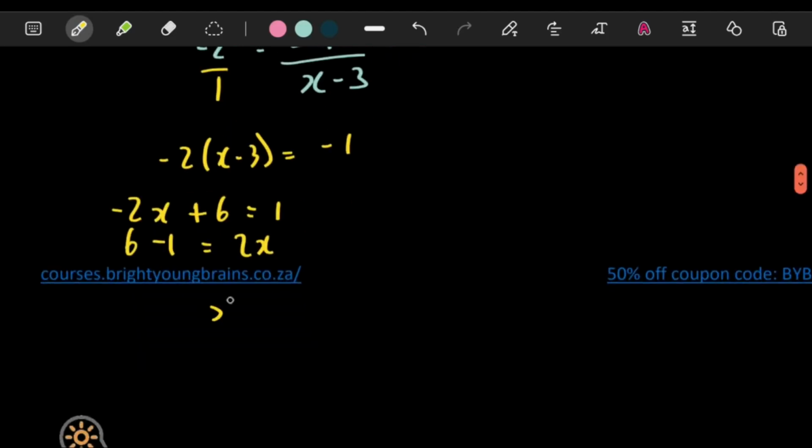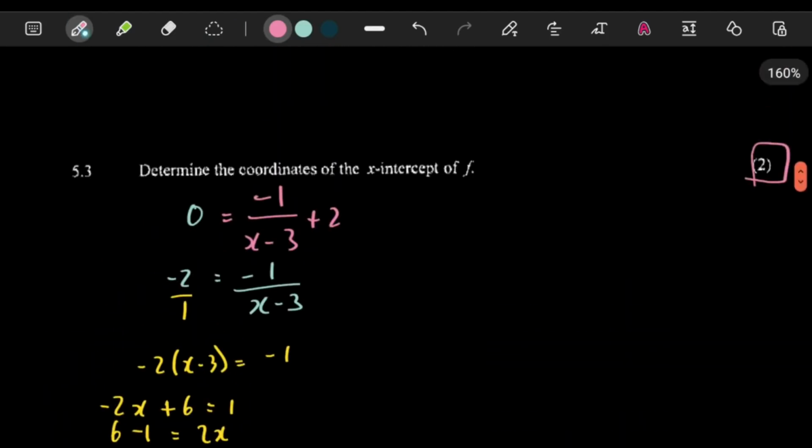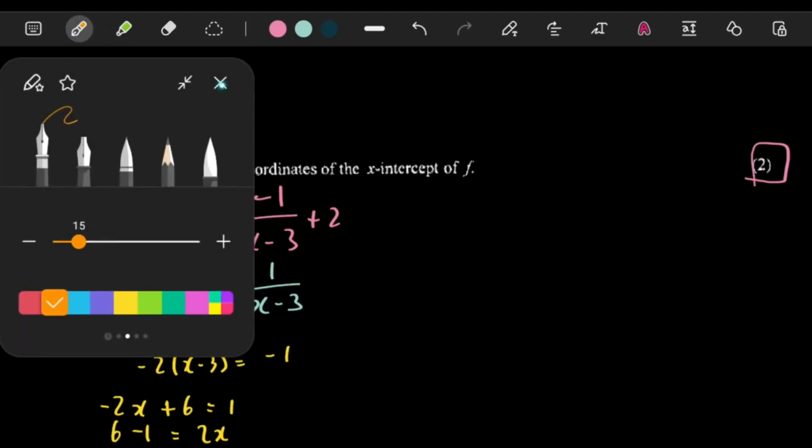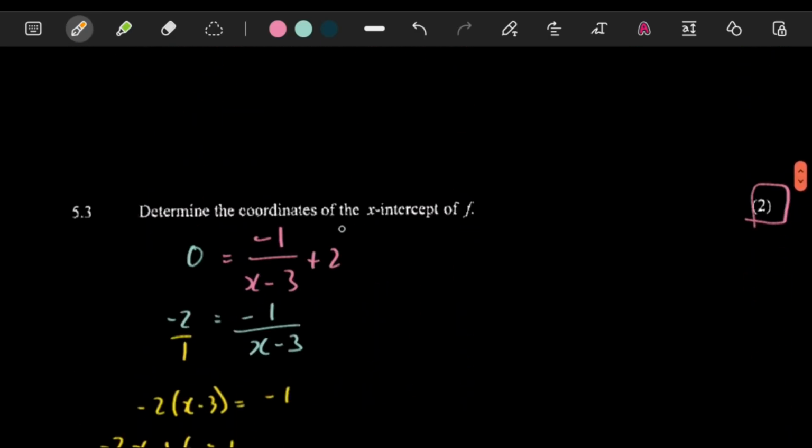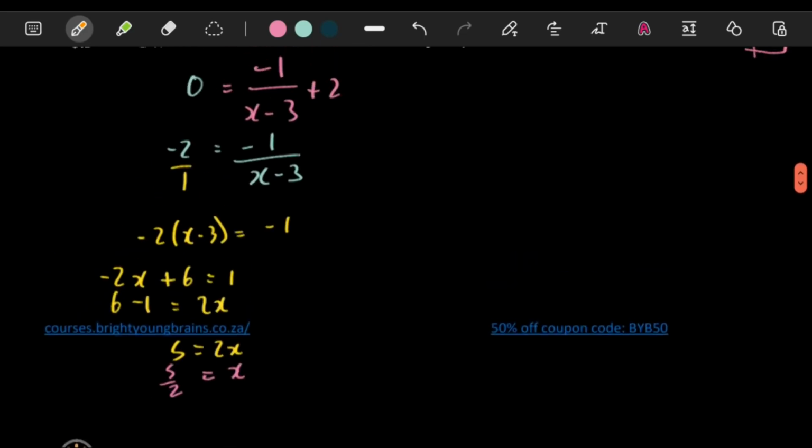Really? x is a fraction? I don't like fractions. x is going to be equal to 5/2. But let me not skip steps. This is going to be 5 equal to 2x. Divide by 2 on both sides. x is going to be equal to 5/2. Oh, you have to give a coordinate. The x value here is 5/2, so therefore the coordinate is (5/2, 0).